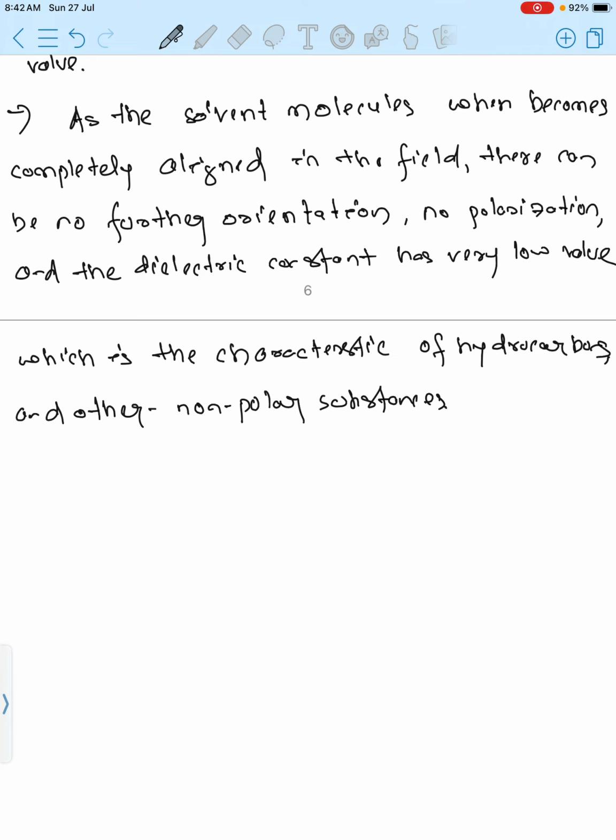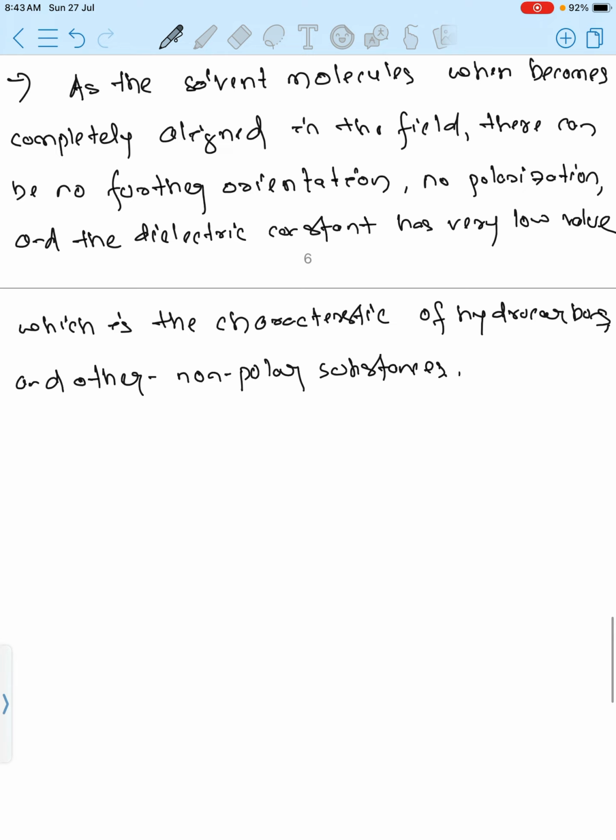That means even if the solvent molecule is water, which when very far away from the ion would have a value of 80, when that solvent molecule is present nearer to the ion, it will experience so much electric field that the dielectric constant value of water will decrease as the molecules are oriented in a particular direction, and that would be near about the dielectric constant of non-polar molecules also.